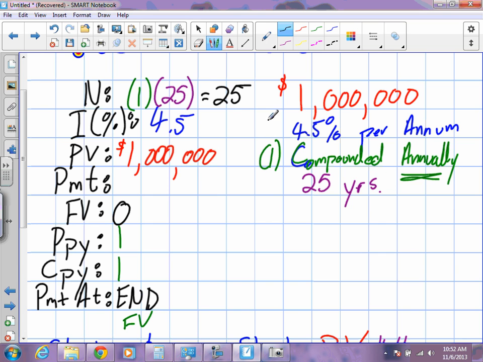So what are we trying to solve for? PMT. What does this PMT mean? This is how much you're getting paid every single year. It'll write it as a negative value because you're withdrawing that money in the account on your calculator. But what is the value they give you when you solve for this? What are our payments? How much are you getting every year?